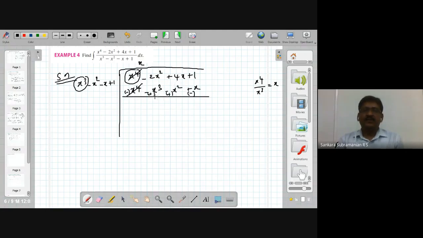Order. First, you have to write the x cube term. Then the x square term, I can say minus 2. This is plus x square.